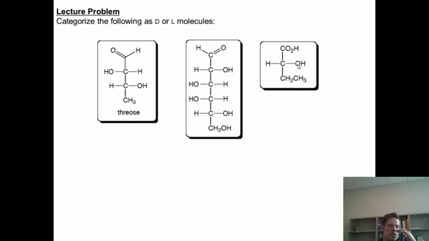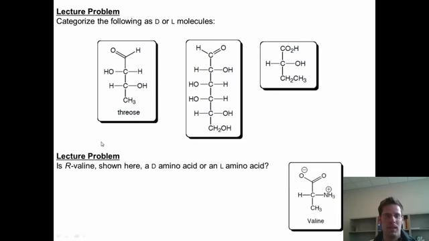Now let's see if we can apply this to molecules that look less like a sugar. Look at this compound, R-valine, shown here in its Fischer projection form. Is it a D amino acid or an L amino acid? How in the world do we decide that? Well, there's no OH, but we can still categorize amino acids by looking at the direction that the amino group is pointing in the Fischer projection. So I ignore this CH3, I look over here and look at the NH3. This positively charged ammonium, is it pointing to the right or the left? Well, it's pointing to the right. So what is it? It is a D amino acid.